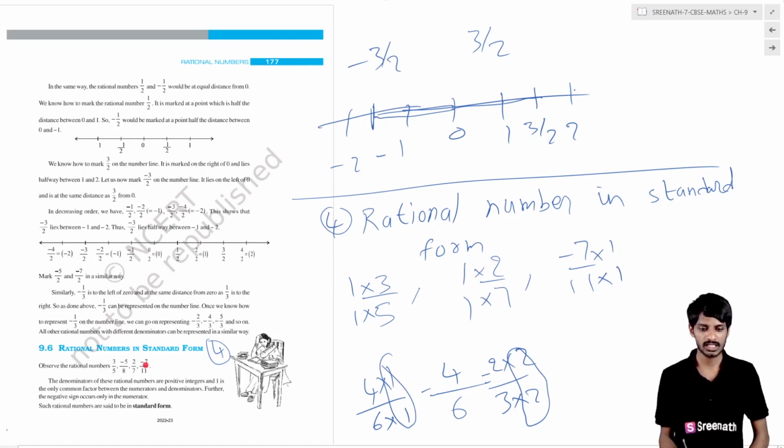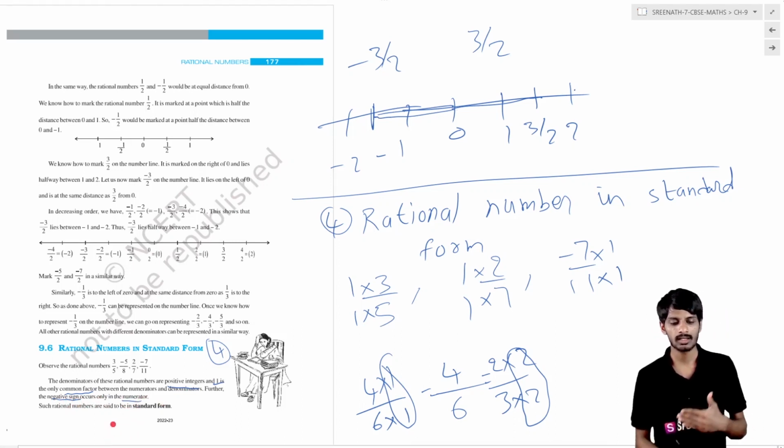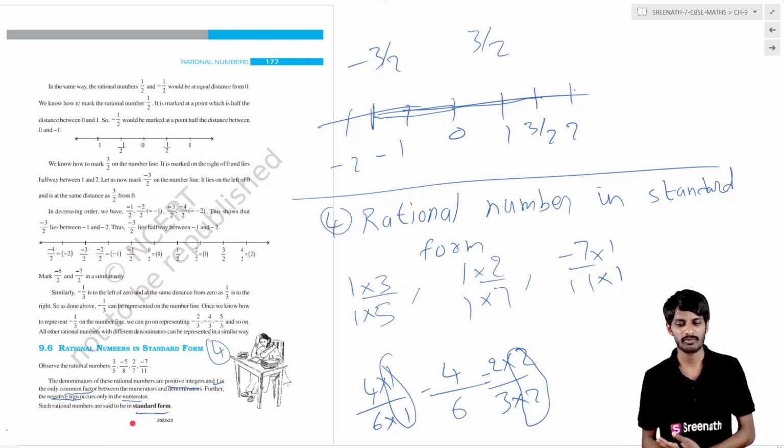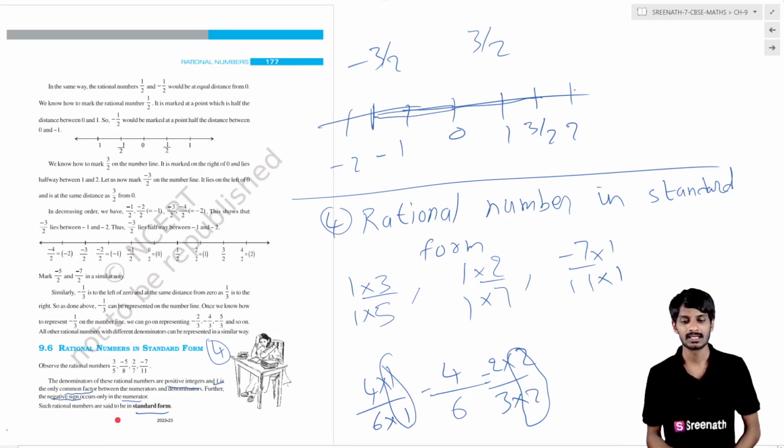So what are the conditions? The first condition is that the denominator is a positive integer. The next condition is that the common factor is only 1. Further, the negative sign occurs in the numerator. We call such types of rational numbers as being in standard form.